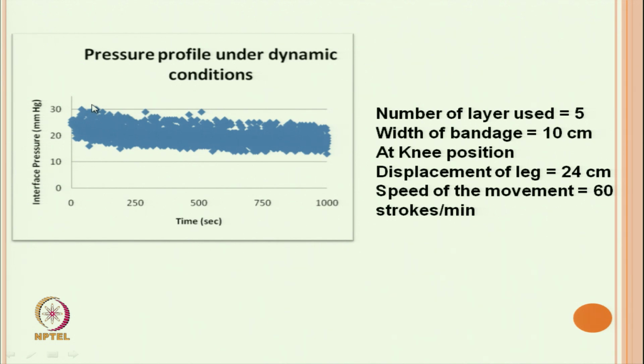That is, higher values mean maximum pressure, and lower values mean lower pressure, and this is carried out up to say 1000 seconds for a certain time. So, we can see the mean pressure, that is internal pressure, gradually reduces. This is mainly due to the relaxation of the bandage.